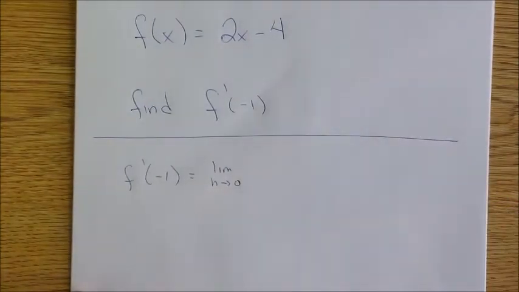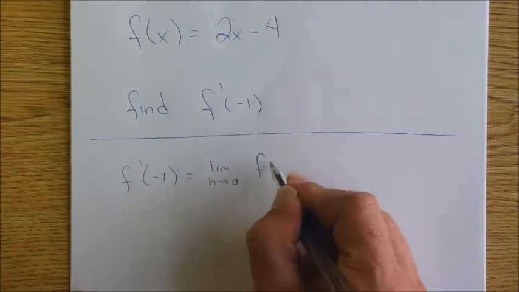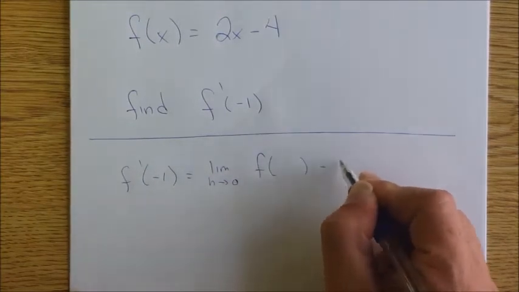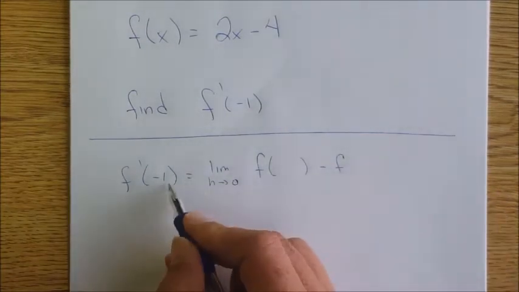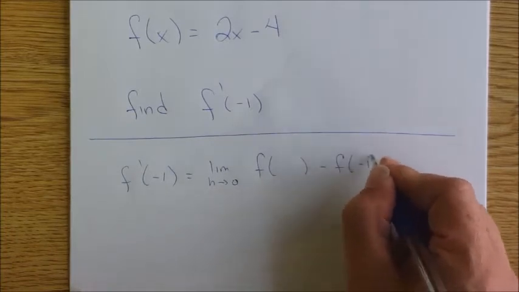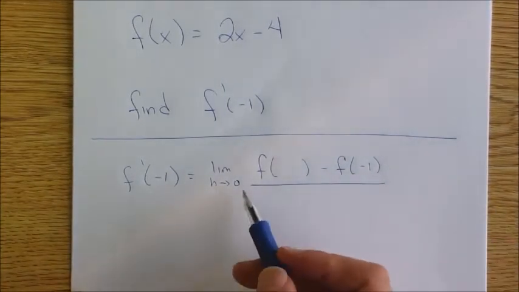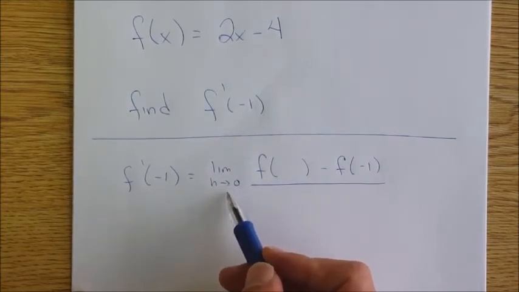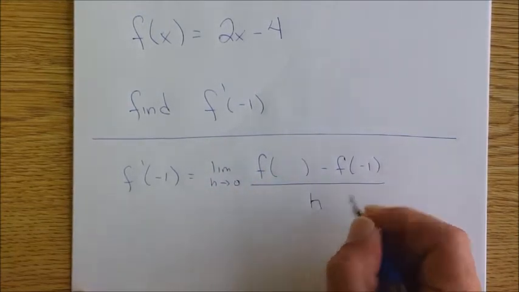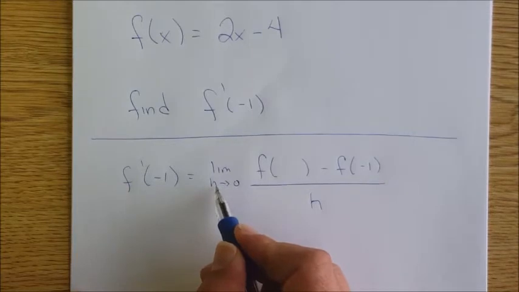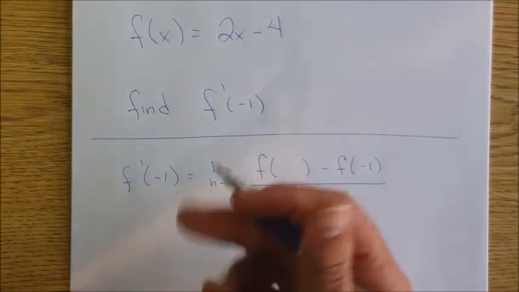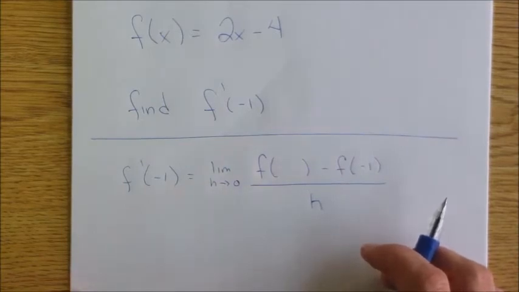But then you plug it in. And what you're doing is you're taking f of b and taking away f of a. All right? F of a, this is our a. A is -1. And dividing it by b minus a, which is how far apart they are in the first place. So we're going to call it h, and this is why you have to call it the limit, because you can't actually divide by 0. If you divide by 0, your paper will explode. Go ahead, try it.